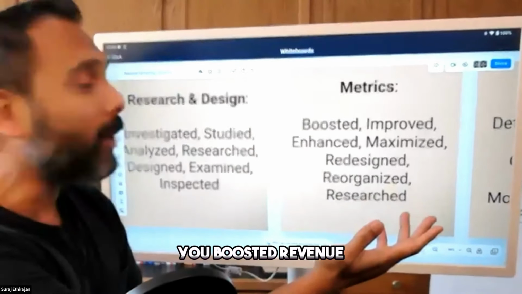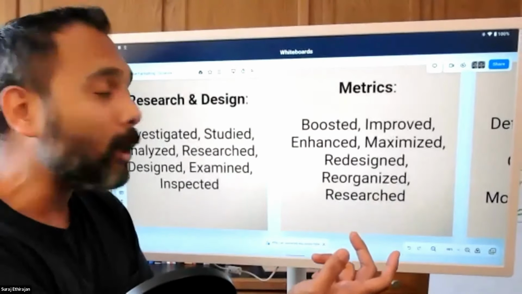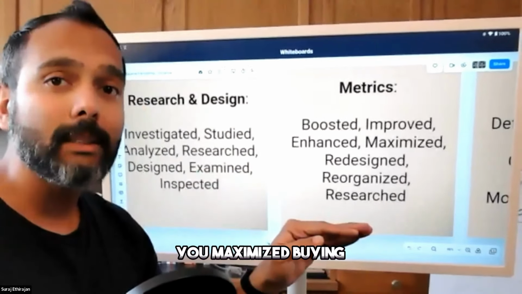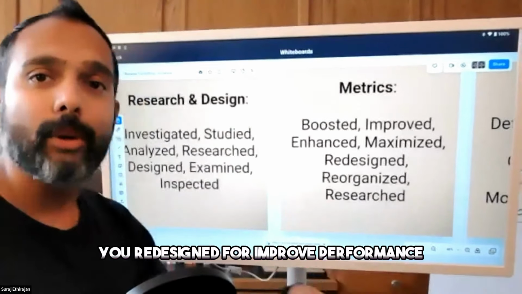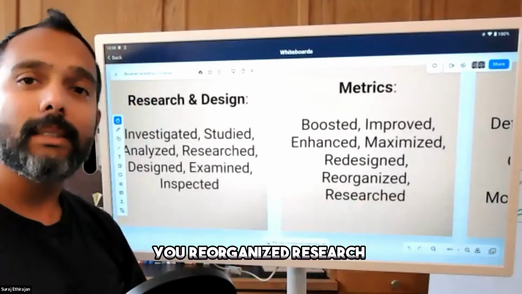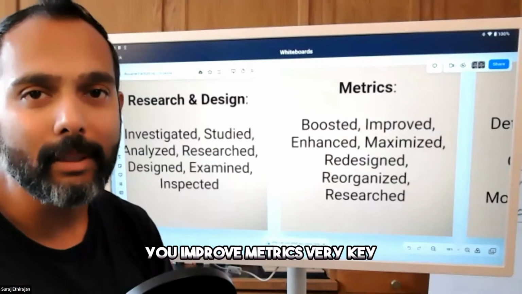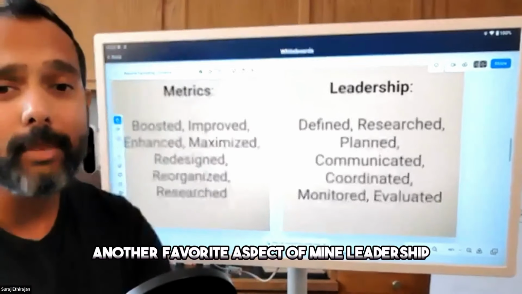You boosted revenue, you improved customer adoption, you enhanced feature performance, you maximized buy-in, you redesigned for improved performance, you reorganized, you researched. Many ways to show how you demonstrated that you improved metrics. Very key. Another favorite aspect of mine: leadership.